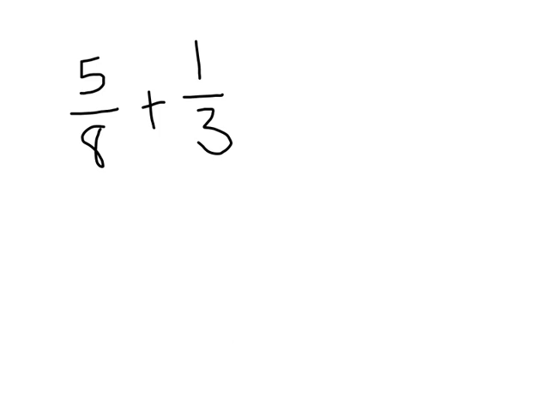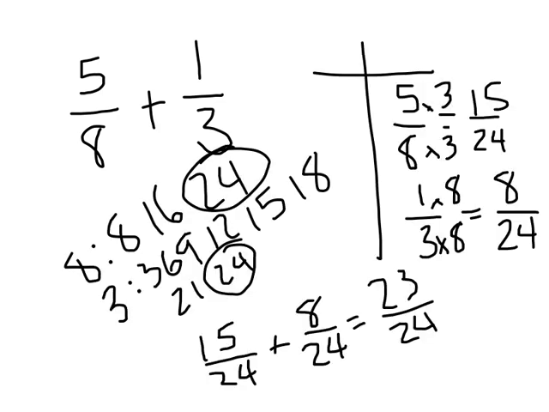Now try one last problem. What's 5/8 plus 1/3? Enter your answer as a fraction in simplest form in the box. When I add 5/8 plus 1/3, the least common denominator is 24. 5/8 is equal to 15/24, and 1/3 is equal to 8/24. 15 plus 8 is 23/24. The correct answer is 23/24.